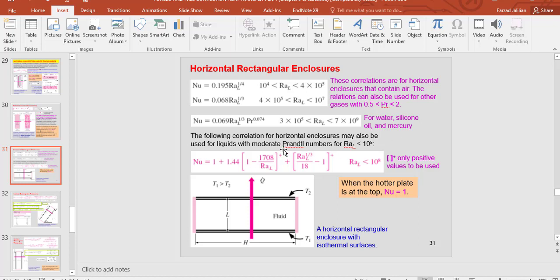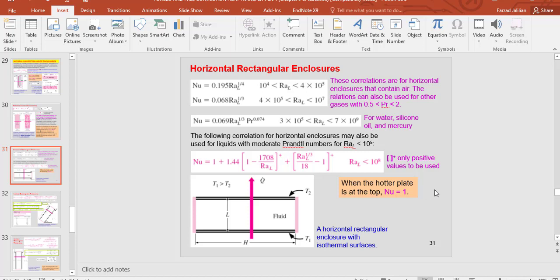And also, this equation, which is a general equation, we should use when the Prandtl number is a moderate Prandtl number. Actually, moderate Prandtl number means the Prandtl number is not very high, not very low. Then we can use this equation to find the Nusselt number for different fluids or different liquids actually, when their Rayleigh number is lower than 10 power 5.